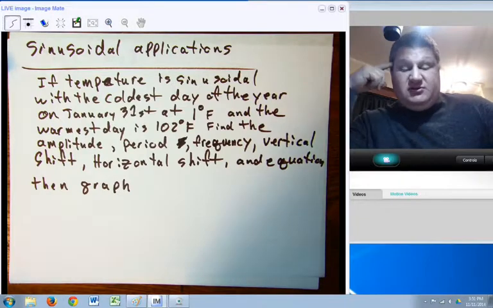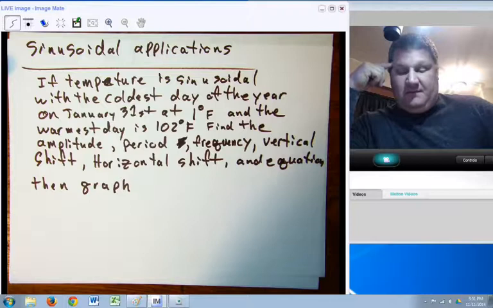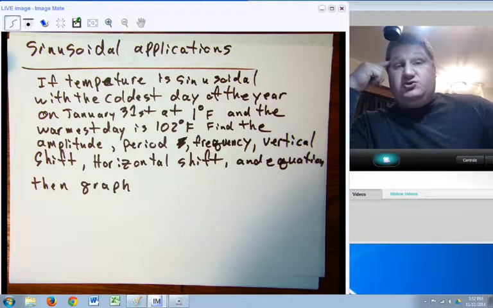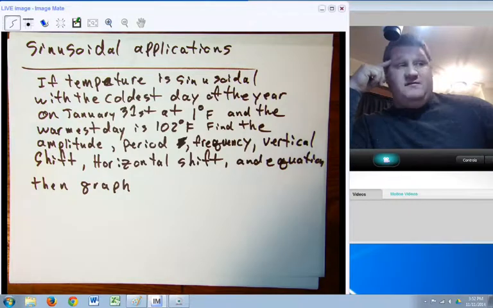If the temperature is sinusoidal with the coldest day of the year on January 31st at 1 degree Fahrenheit and the warmest day of the year is 102 degrees Fahrenheit, find the amplitude, period, frequency, vertical shift, horizontal shift, and equation, then graph. So from this point, let's see what we can do to try to make an equation out of all of this information.